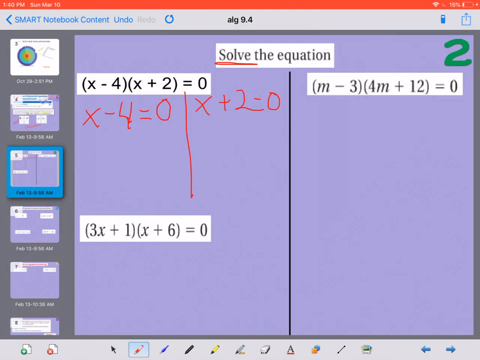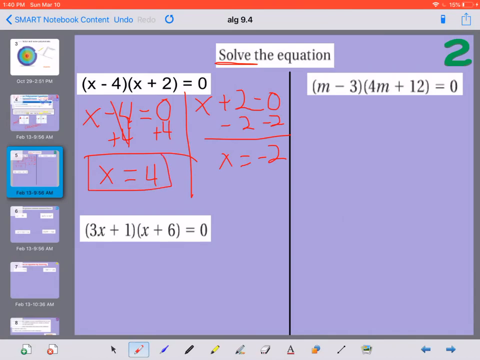Now all I need to do to find these zeros is solve this equation for x. So I'm going to add 4 to both sides on here and get x equals 4. Here I'm going to subtract 2 from both sides and get x equals negative 2. So our zeros are x equals 4 and x equals negative 2.